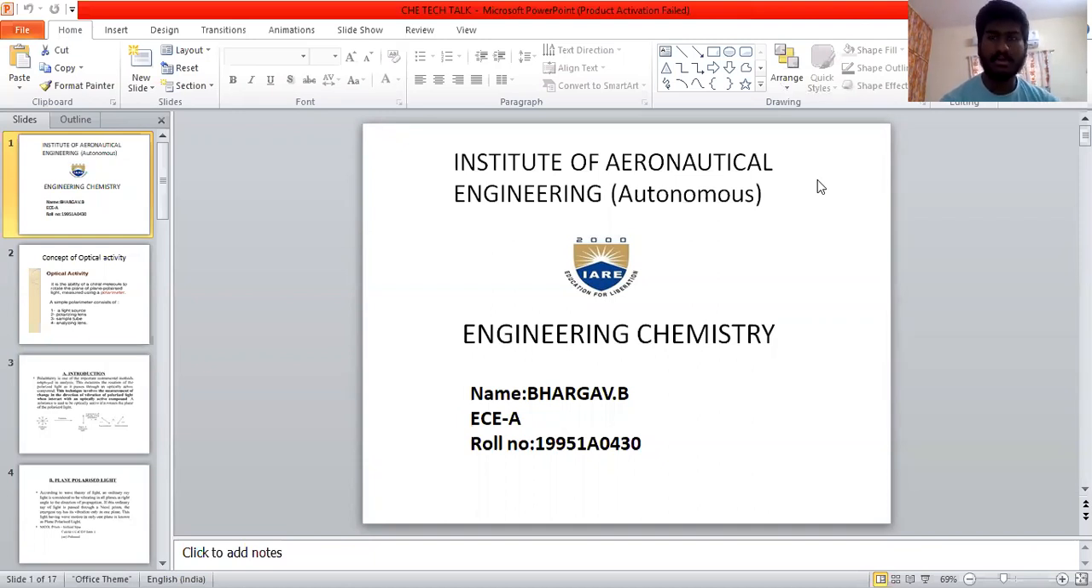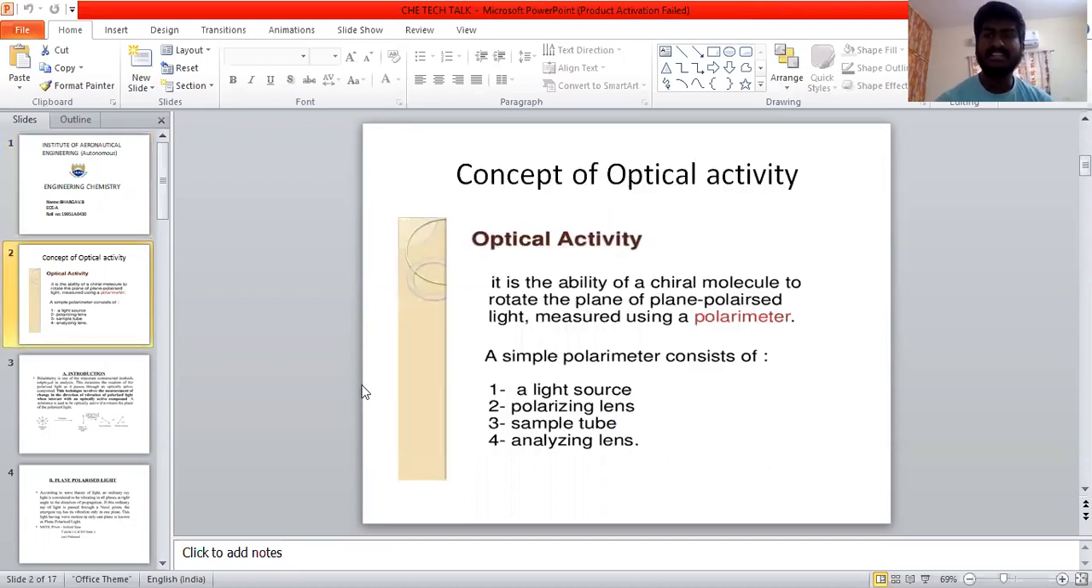So, today I'm going to talk about the concept of optical activity from the subject of engineering chemistry. What basically is optical activity? It is the ability of a chiral molecule to rotate the plane polarized light, measured by a polarimeter. Polarimetry is a device which is used to measure the angle of rotation of this plane polarized light. So this is called optical activity.